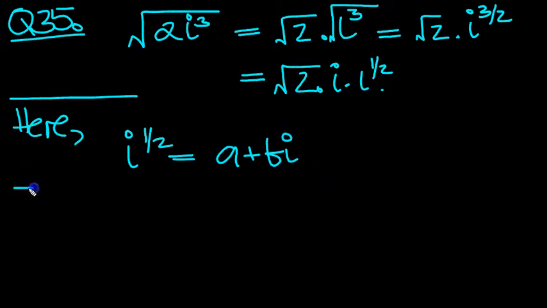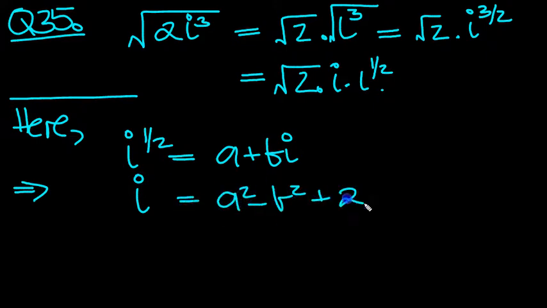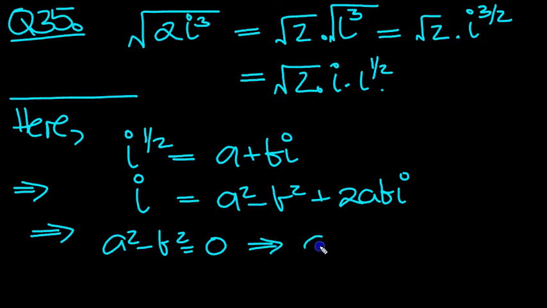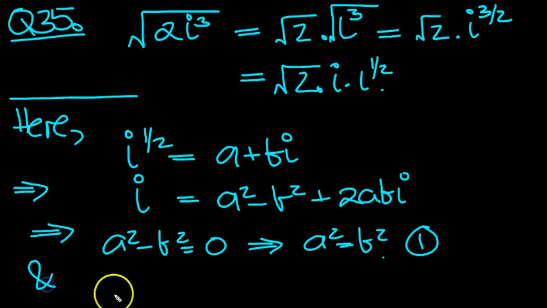Squaring both sides, so i will equal a squared minus b squared plus 2abi. So that tells us then that a squared minus b squared equals 0. a squared equals b squared then. And it also tells us that 2ab is 1, so ab equals a half. So b is equal to 1 over 2a.